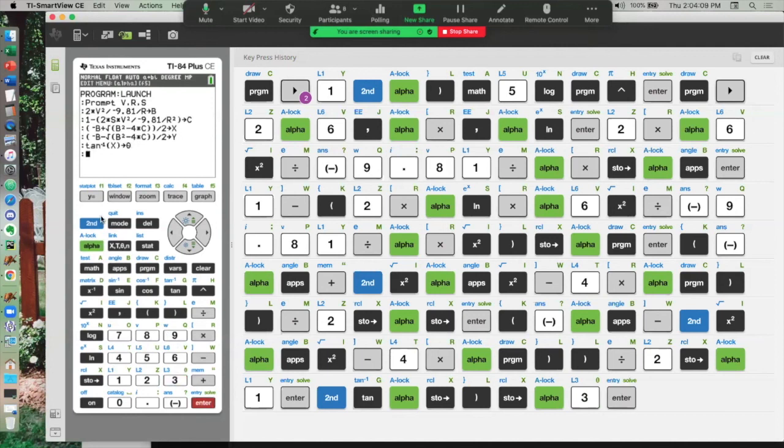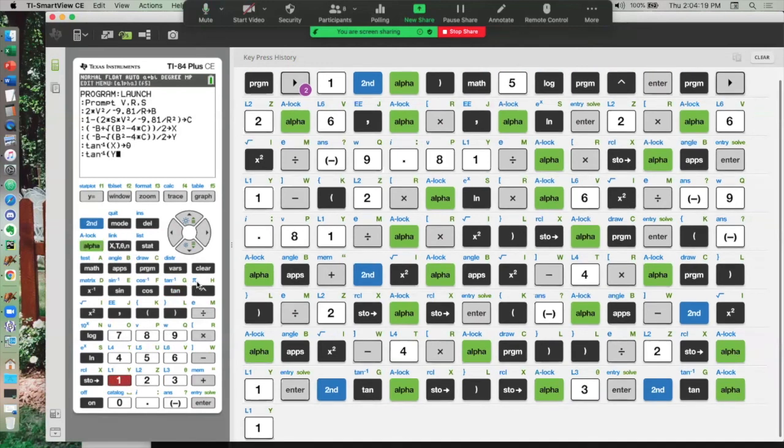Enter, and then I'm going to do inverse tangent of y. Close parenthesis, store it. I'm just going to put it in z. Okay, enter. Excellent.